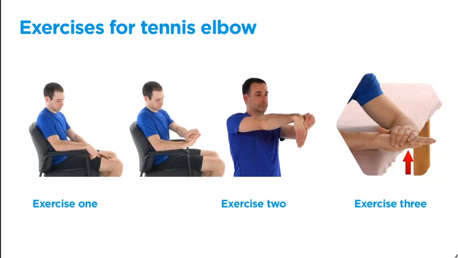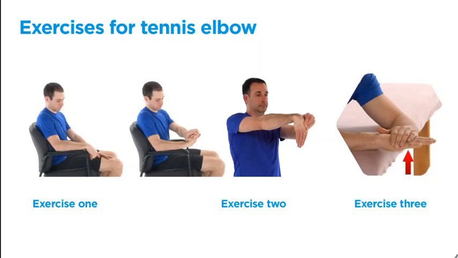The second exercise is a stretch for the muscles of your forearm. Extend your arm out straight with your elbow straight and use the other hand to grasp it at the side of the thumb. Bend your wrist down and feel a gentle stretch. It should not be painful. What you should feel is a gentle stretch, and hold for about 15 to 20 seconds. And you can repeat this 3 to 4 times.